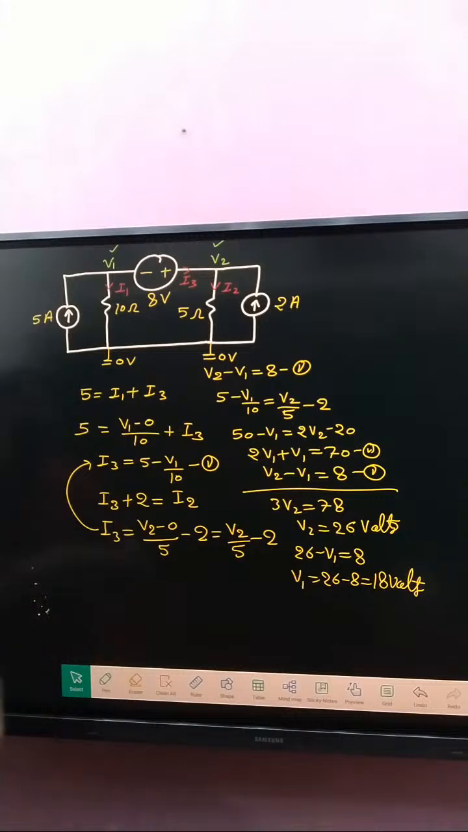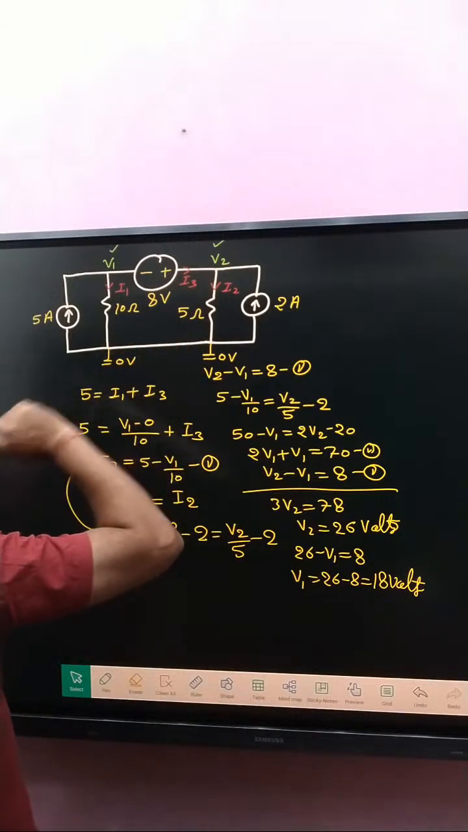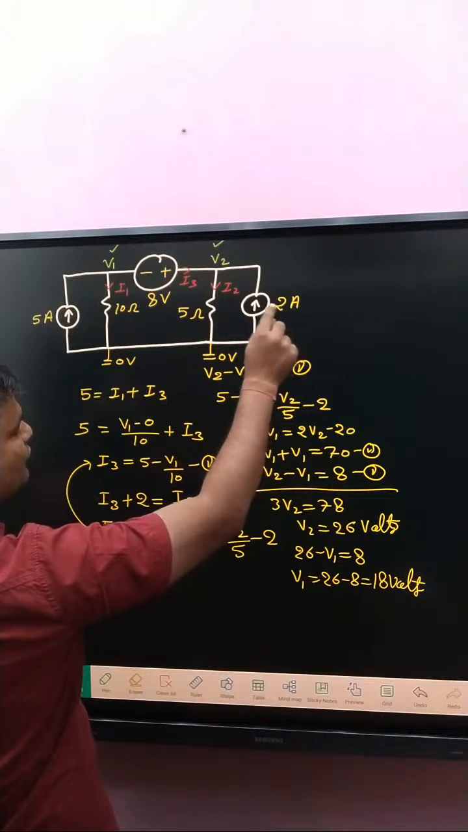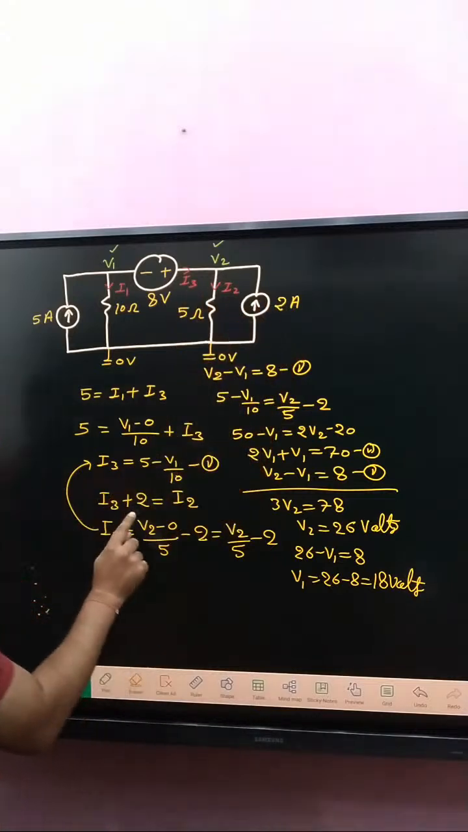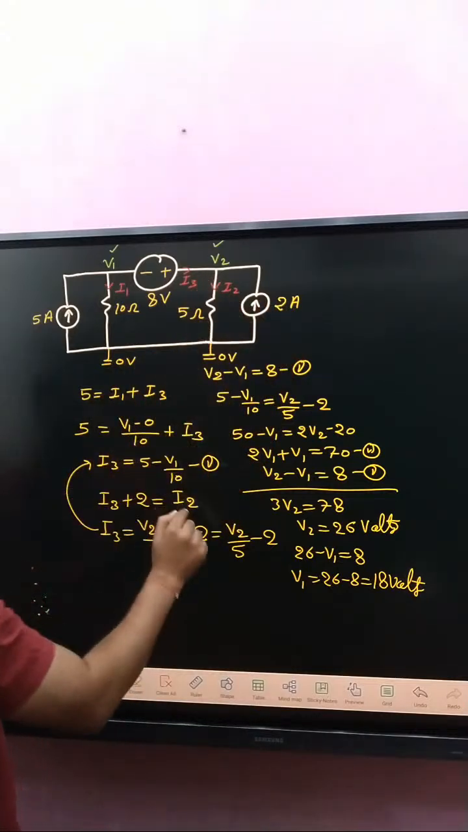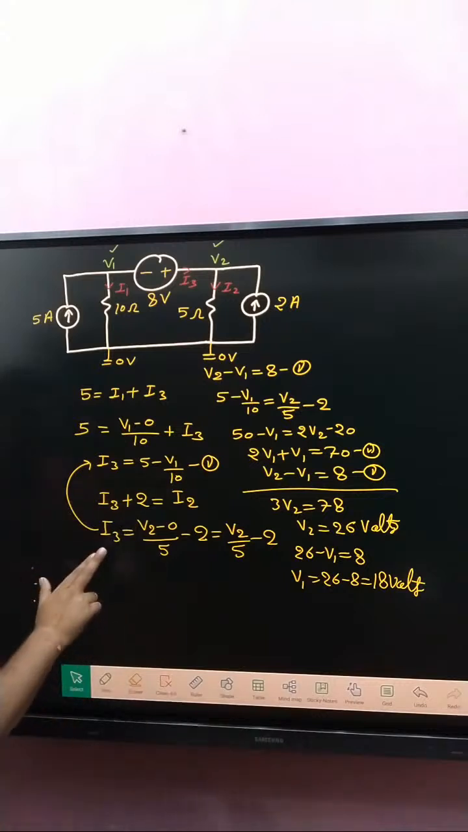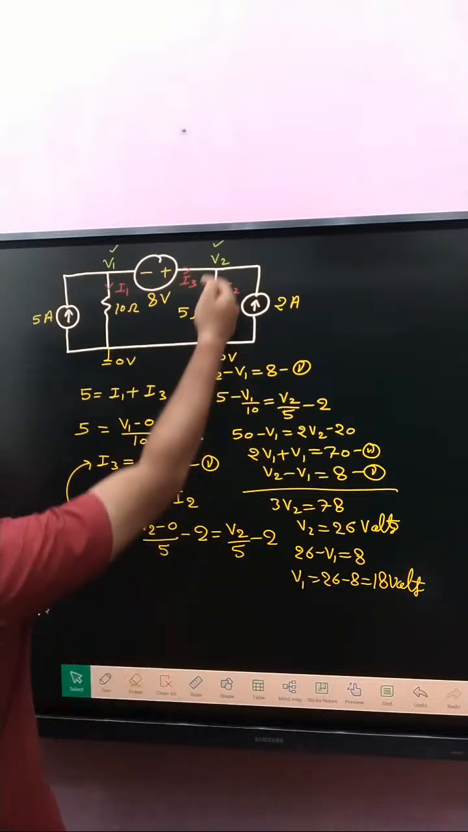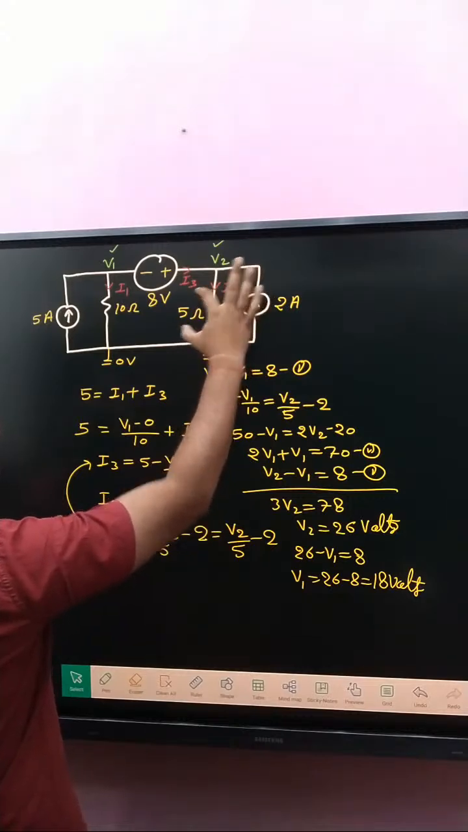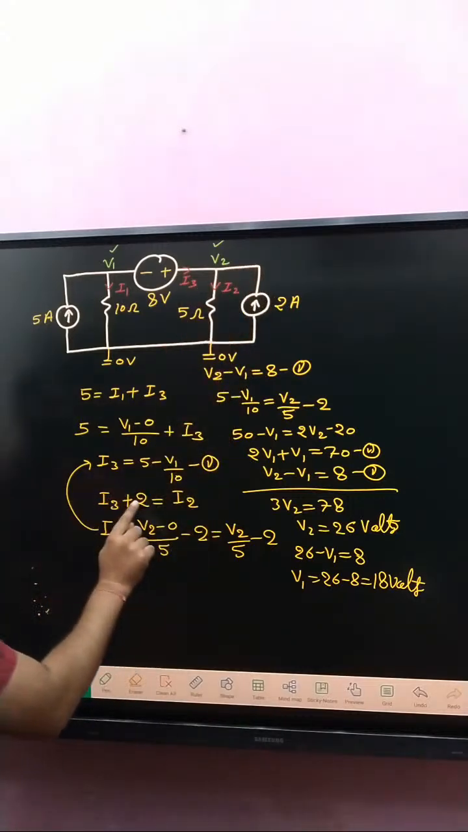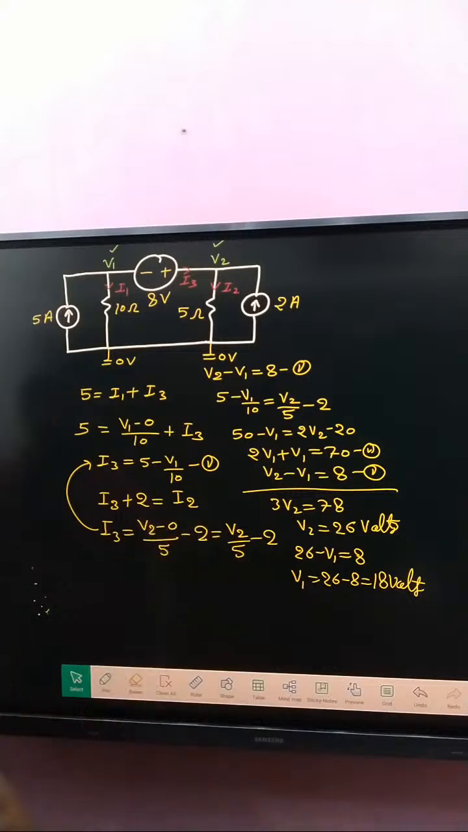Next target, apply KCL at that node. Incoming current I3, outgoing 2 and I2. So I3 plus 2 is written like that. I2 is written V2 minus 0 divided by how much resistance? 5. So written 5. And this one is going out here. So we got like that.